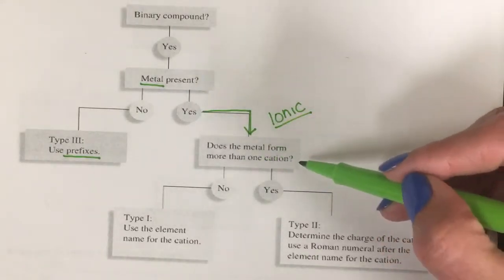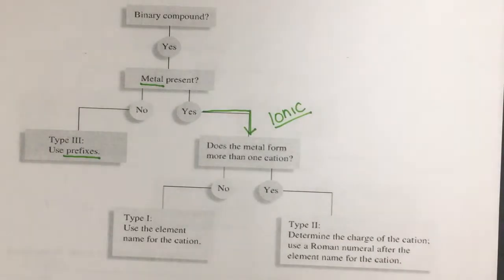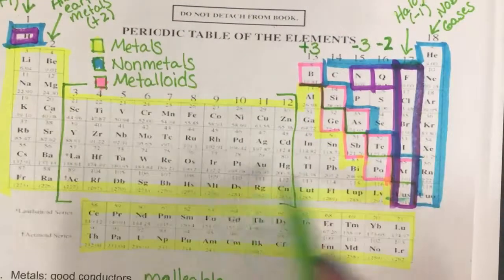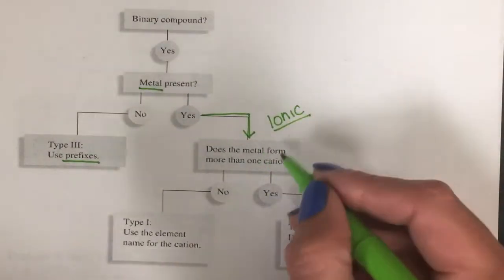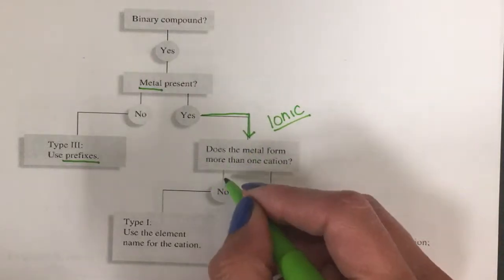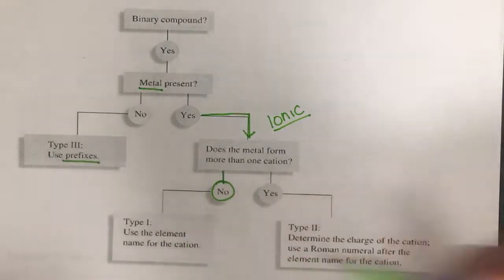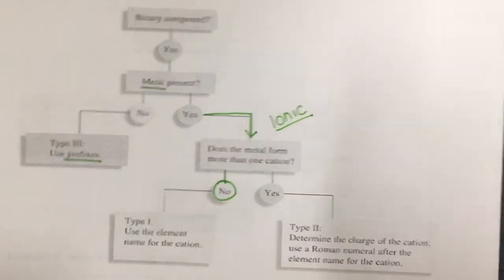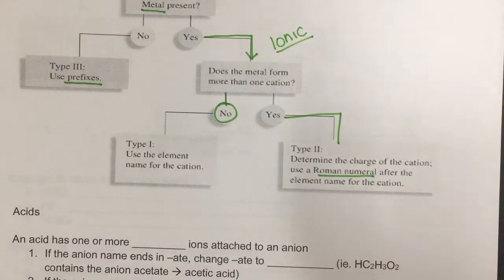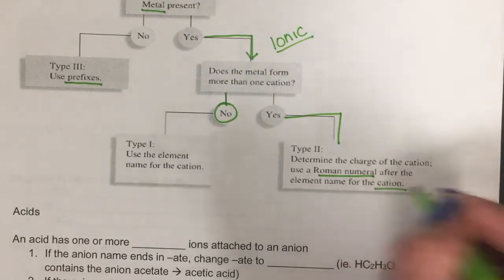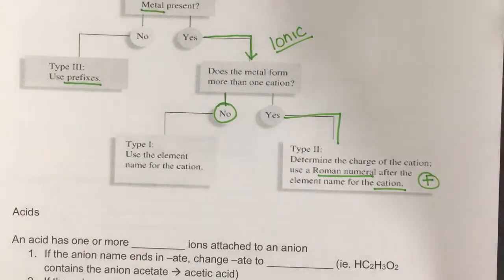If the metal forms more than one charge, remember all of those ions in the middle, my transition metals, then it's going to be a little bit more difficult. If not, I just name the element and then give the ending IDE. If it has more than one charge, I need to use Roman numerals to identify the charge of the cation, the positive charge. Okay? So it's really important that you're paying close attention because naming's not very hard, but there are a lot of little exceptions and ways to screw it up.